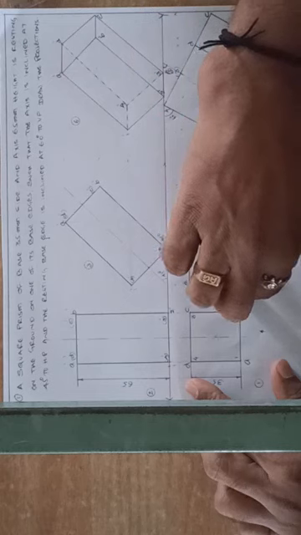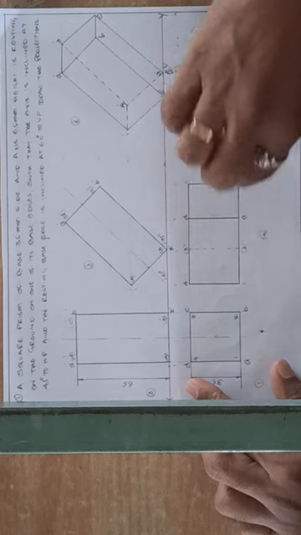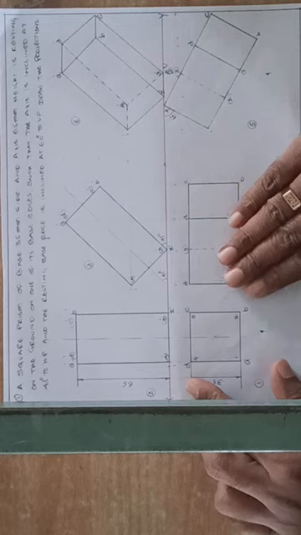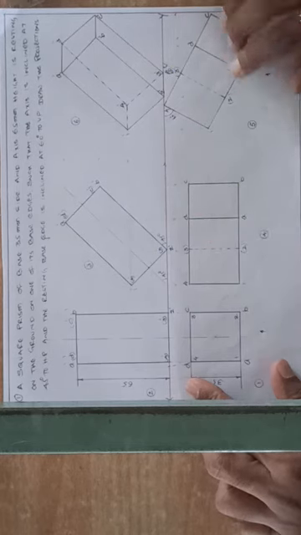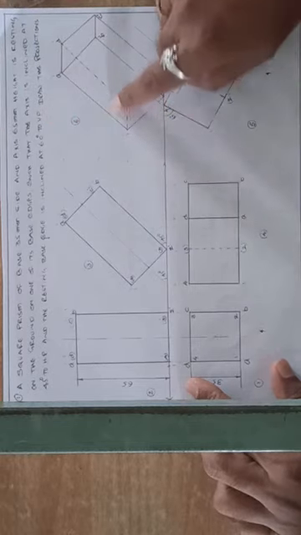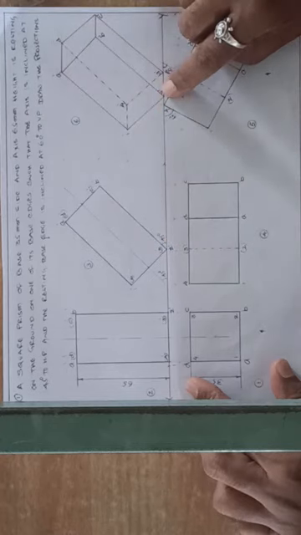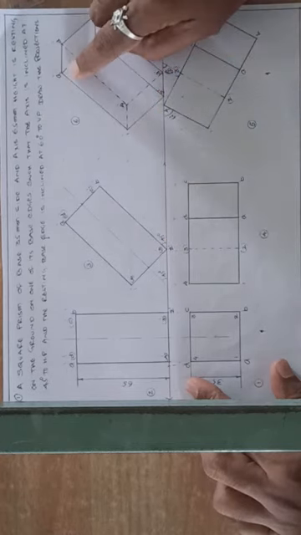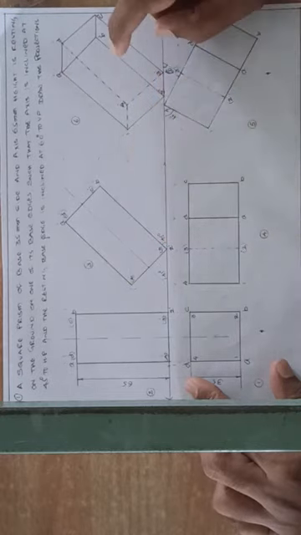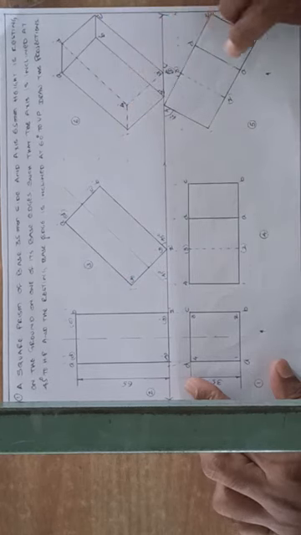Then take the distance from 1 to 2, transfer here. From 2 to A, transfer here. From A to B, transfer here. Then draw the perpendicular line and close these marks. Same notations right here. Then projections upward: 1 upward, 1 horizontal, 1 dash. 2 upward, 2 horizontal, 2 dash. Then 3 upward, 3 horizontal, 3 dash. 4 upward, 4 horizontal, 4 dash. This is one face. Okay, don't join it, just mark the notation points.